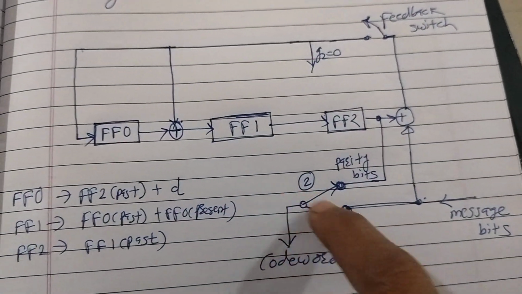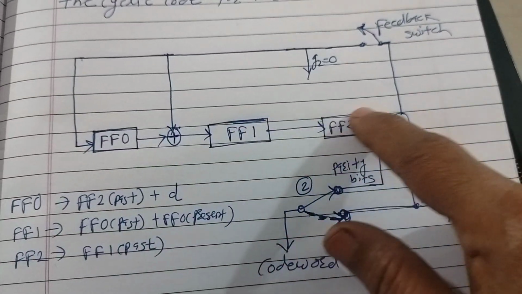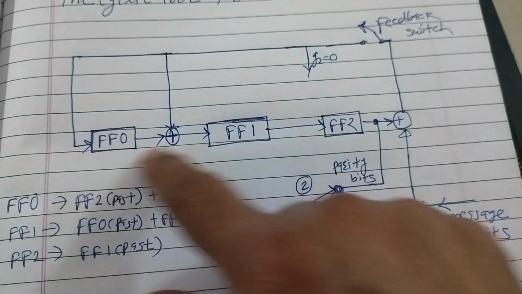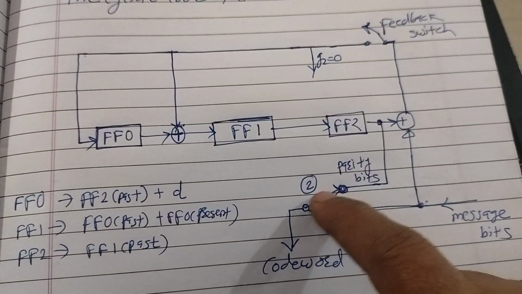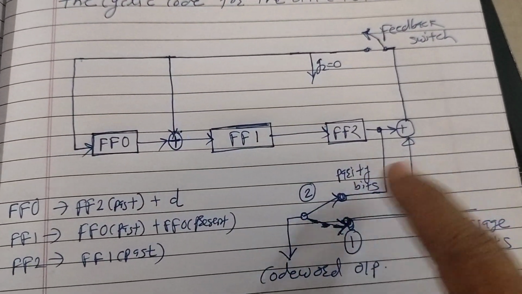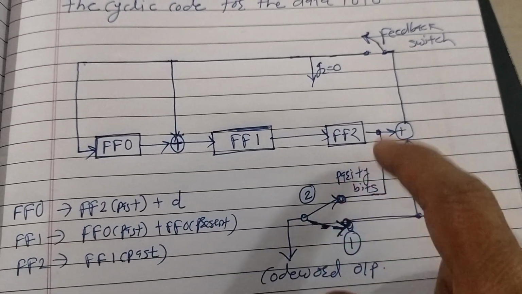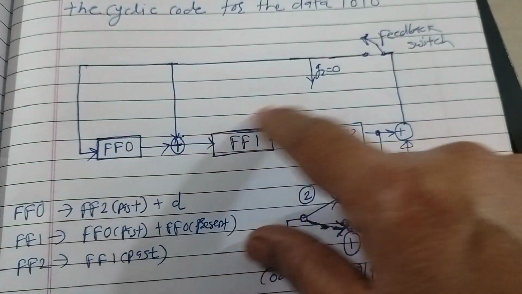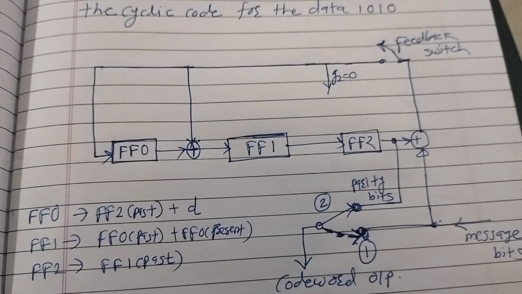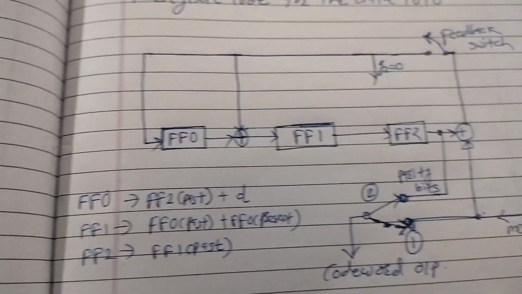So when the switch is at position 1, the message bits will circulate here for 4 cycles, because 4 message bits are there. They will circulate here, and they will also appear at the output. After 4 cycles, the switch will be at position 2. At that time the parity bits are generated and they will be collected at the output. So this is the operation of the circuit.